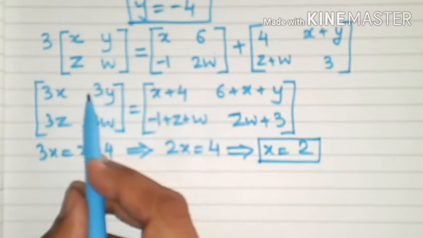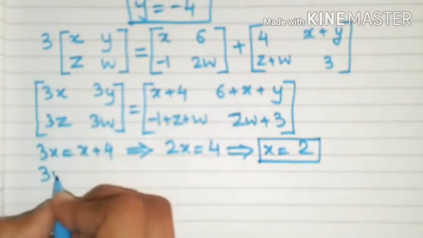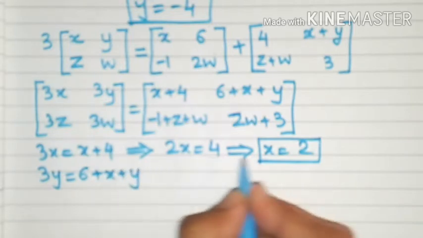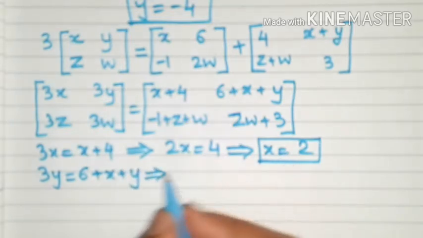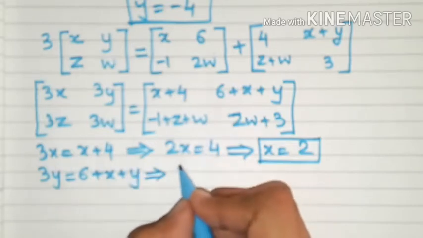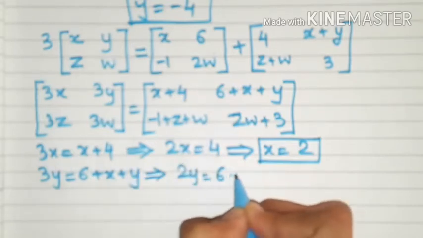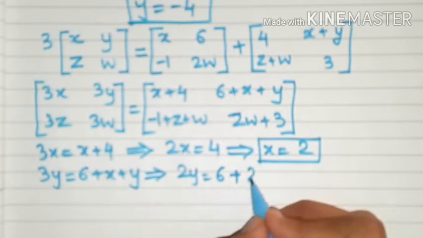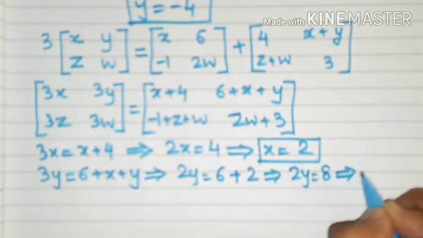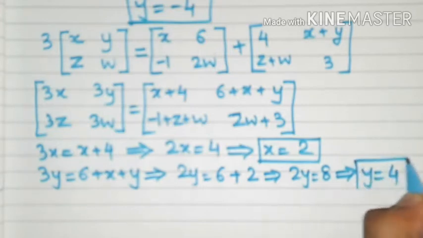Great, I have already got the value of x. Now let's go to the first row, second column. Here I have 3y is equal to 6 plus x plus y. Now I already got the value of x, so let me put that. So this y, when I bring it on this side, I'll get 2y is equal to 6 plus x is 2. Which means I will get 2y equal to 8, which means my y is equal to 4. So I've got the value of y.